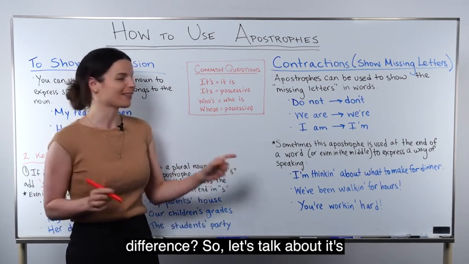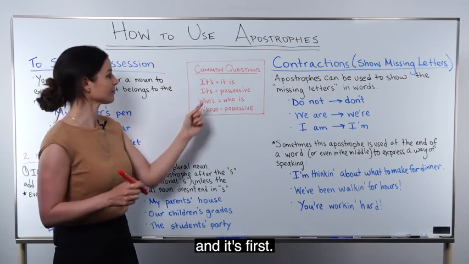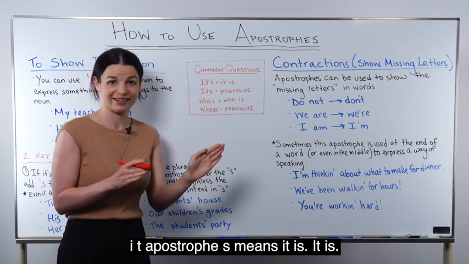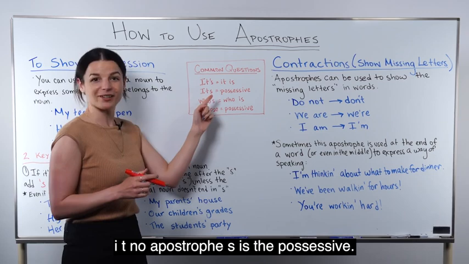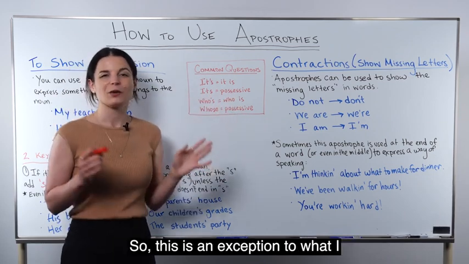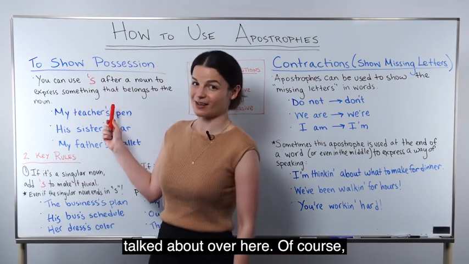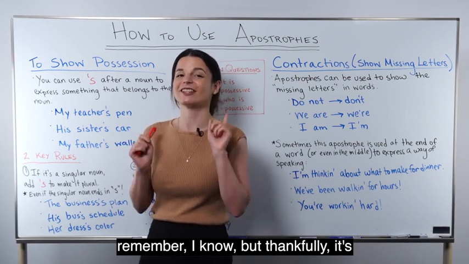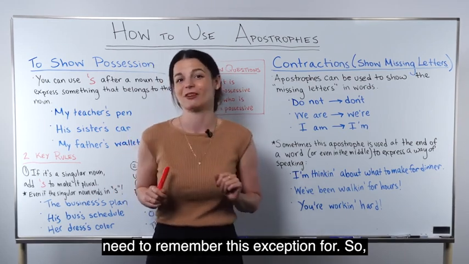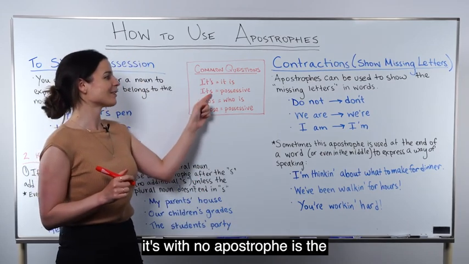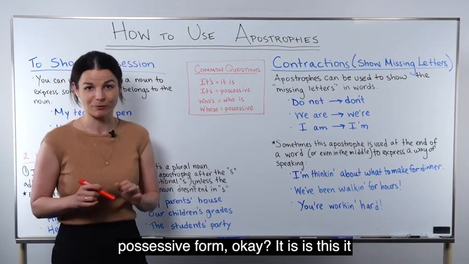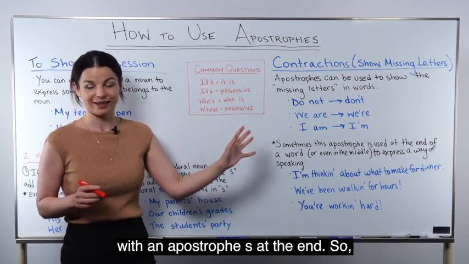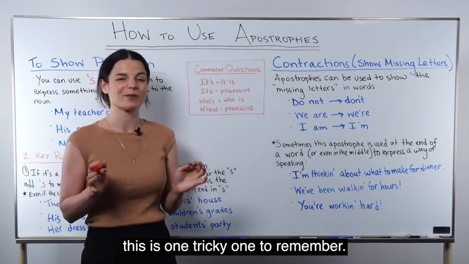What is the difference? So let's talk about it's and its first. I-T apostrophe S means it is. It is. I-T no apostrophe S is the possessive. So this is an exception to what I talked about over here. Of course, that's kind of hard for you to remember, I know, but thankfully it's just this one. There's only one that you need to remember this exception for. So its with no apostrophe is the possessive form, okay? It is this it with an apostrophe S at the end. So this is one tricky one to remember, okay?